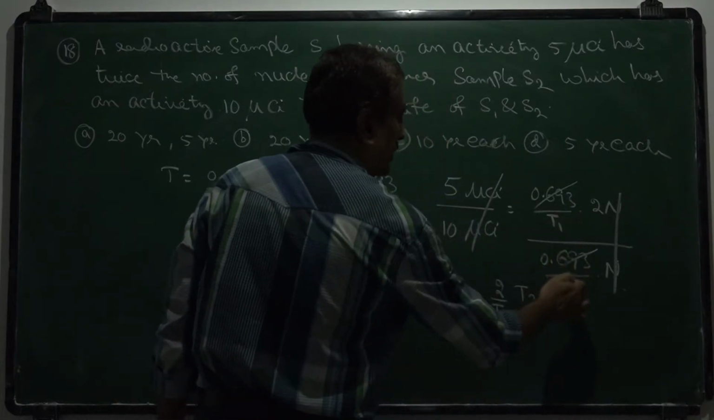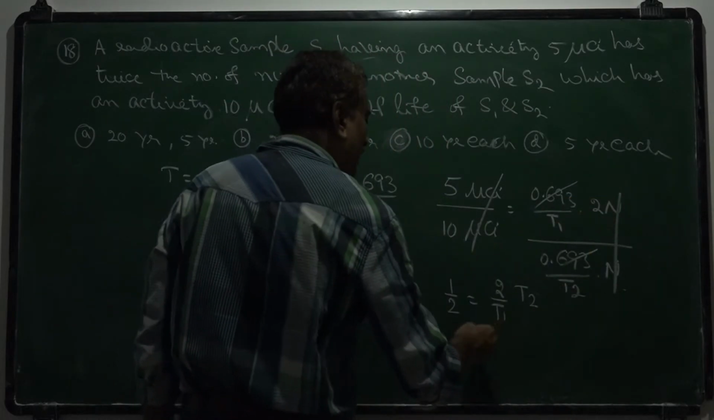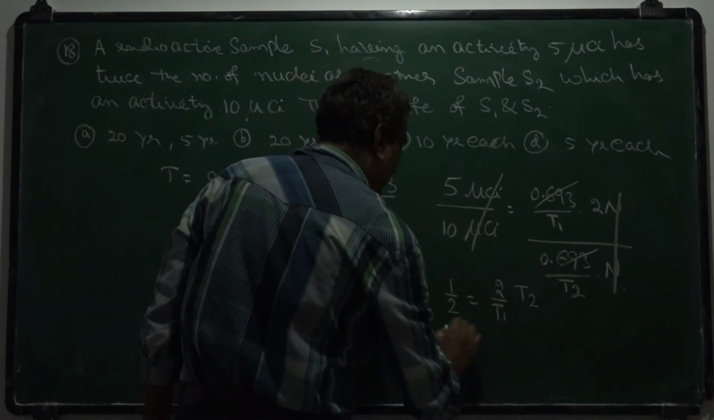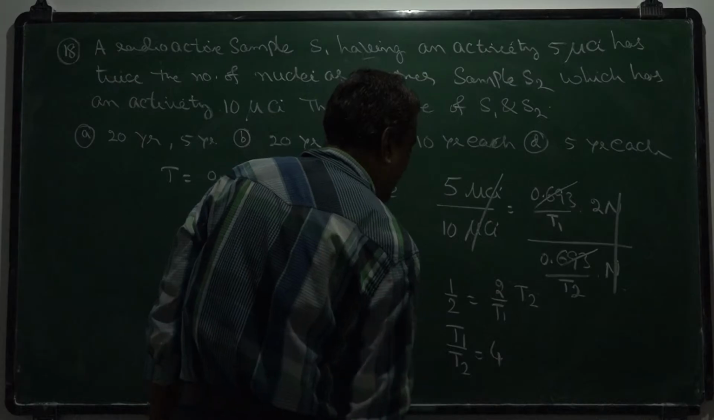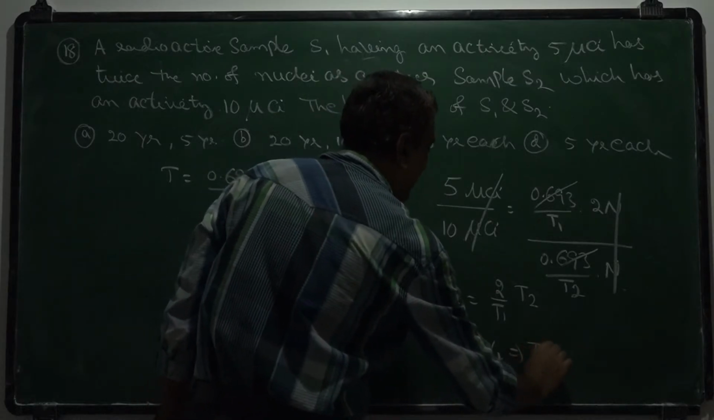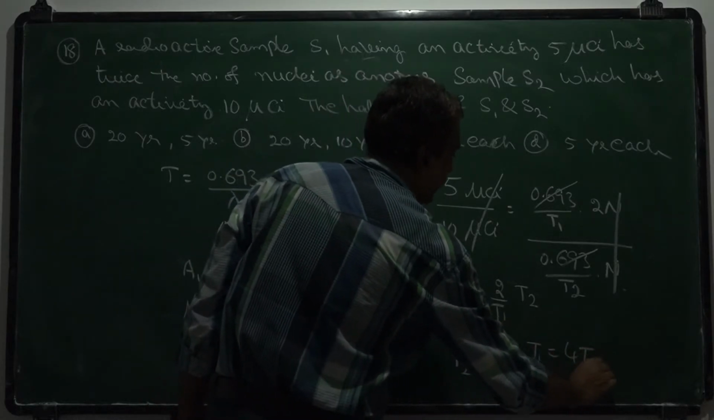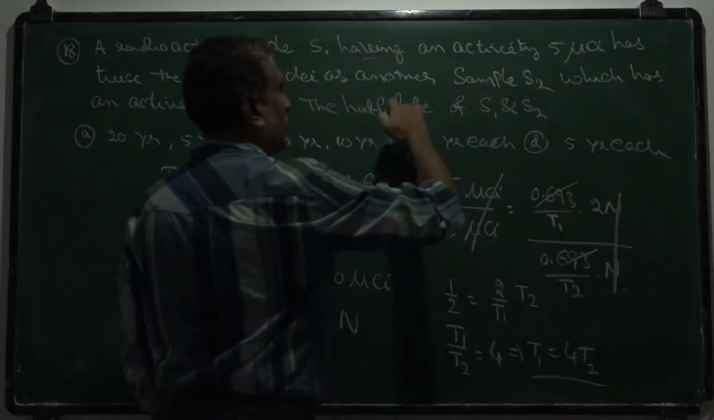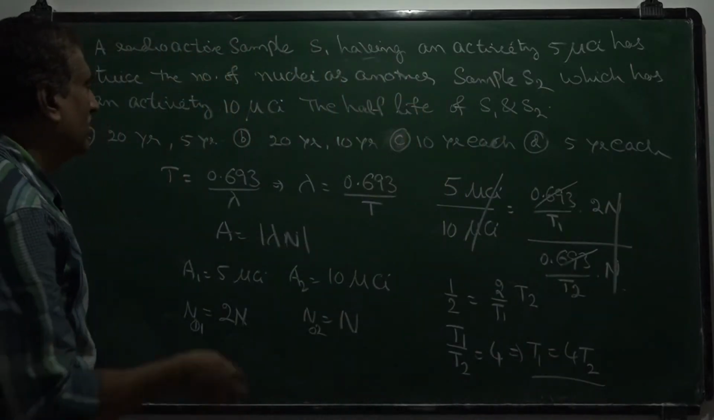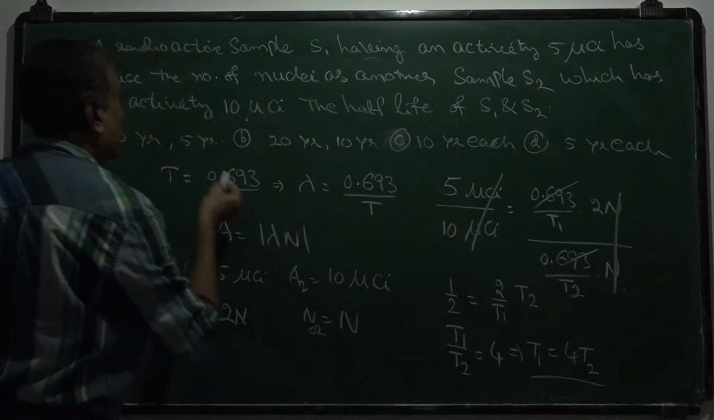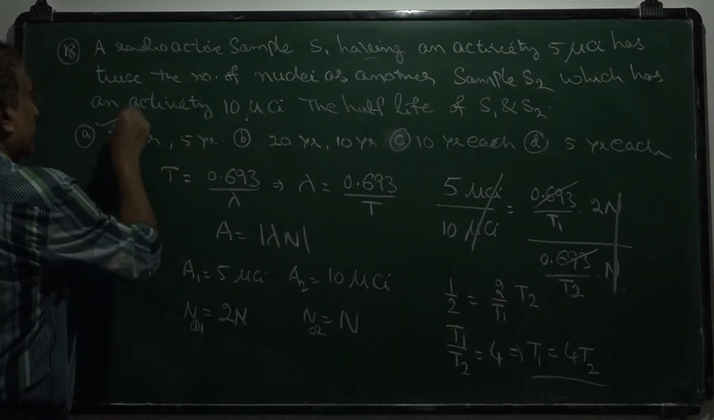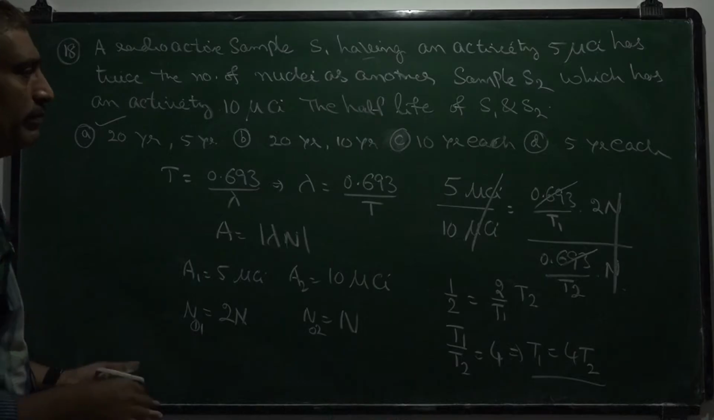So from this, T1 by T2 is equal to 4, which implies T1 is 4 times T2. So from the options we can search for the valid one. 4 times T2, so this one is valid. So the option is A.